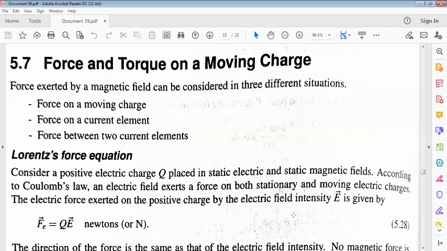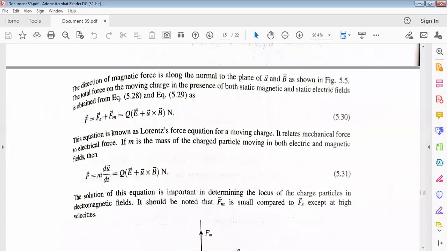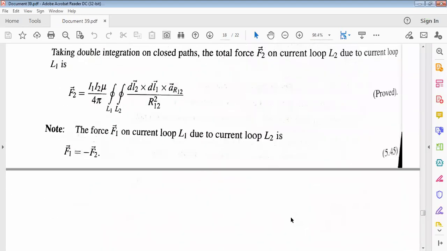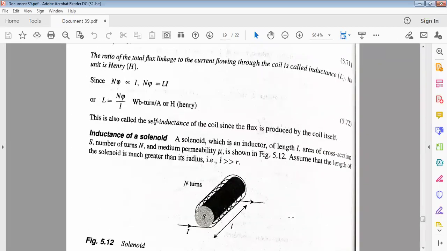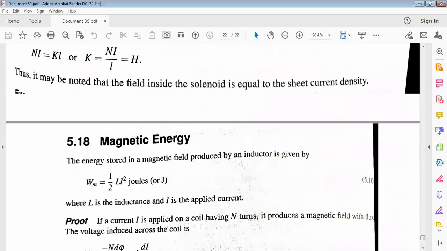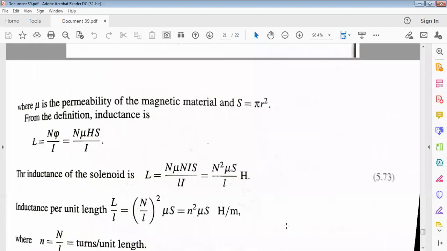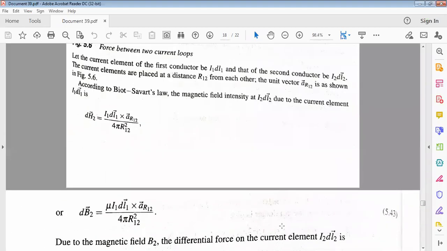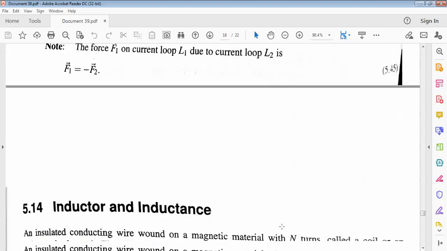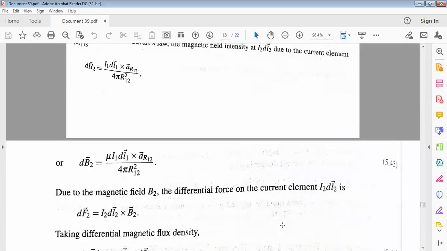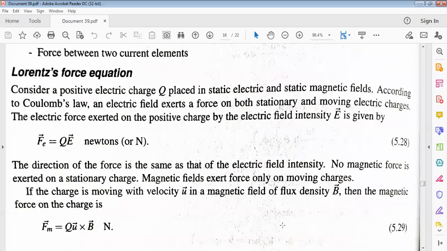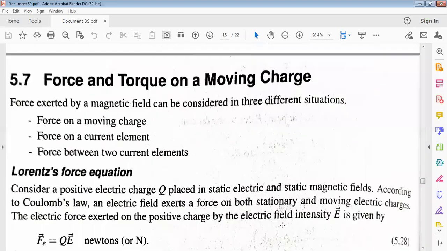Force and torque on a moving charge. This is also very simple. Next, Ampere force law, inductors and inductance, and magnetic fields and magnetic energy. Three more concepts are there, and I will complete these concepts for today's class. So the next concept is force and torque on a moving charge.